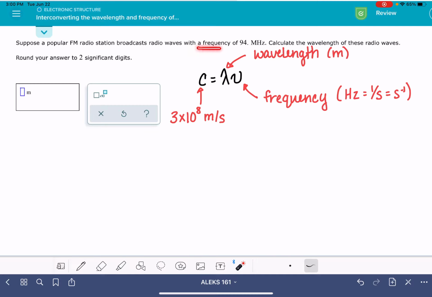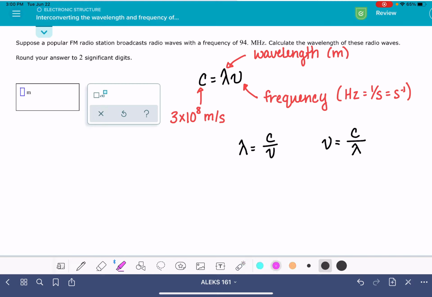I have been given the frequency in units of megahertz, and I'm being asked to calculate the wavelength in units of meters. If you are given the frequency, the equation to calculate the wavelength is going to look like this: lambda equals c over frequency. That comes from just algebraically rewriting the c equals lambda nu equation. And if your problem is the other way around, if you're given the wavelength and you're asked to calculate the frequency, that's going to be nu, or frequency, equals c over lambda. So you'll use whichever one of these equations makes sense based on what the problem is telling you.